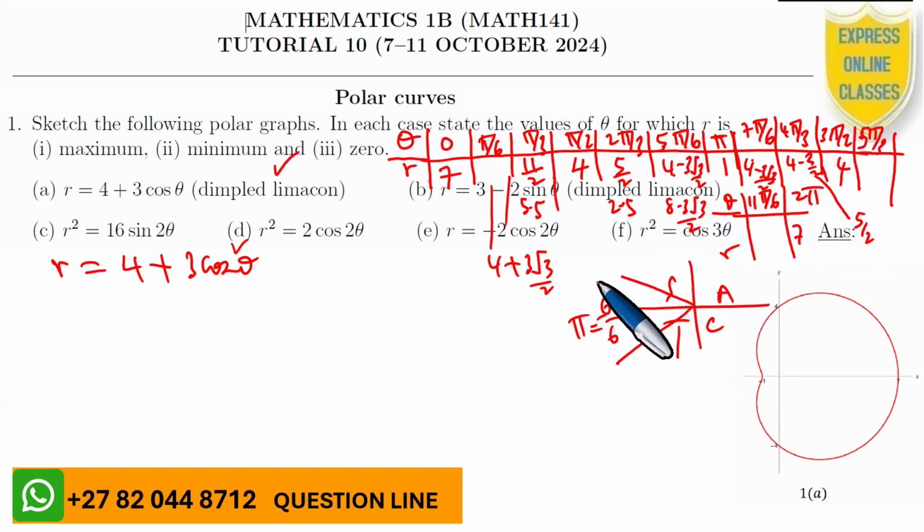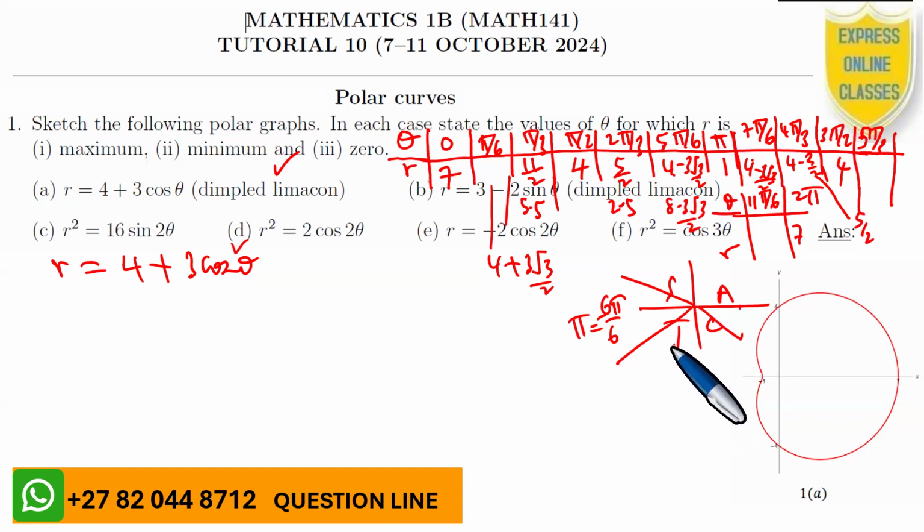5 pi over 3. 5 pi over 3 is close to 6 pi over 3, which is 2 pi. But 5 pi over 3 is in the fourth quadrant, where the cosine is positive. You're going to have 5 pi over 3 like here, and then 6 pi over 3, which is 2 pi.